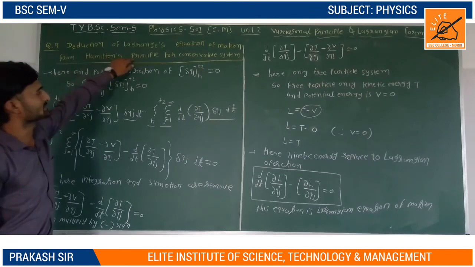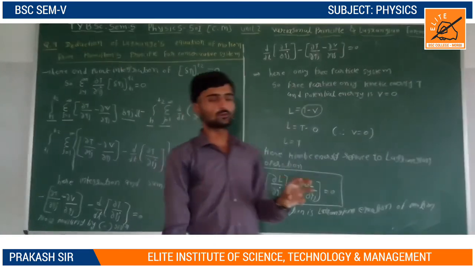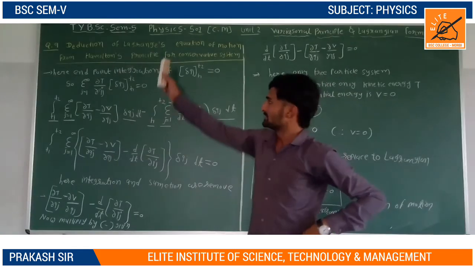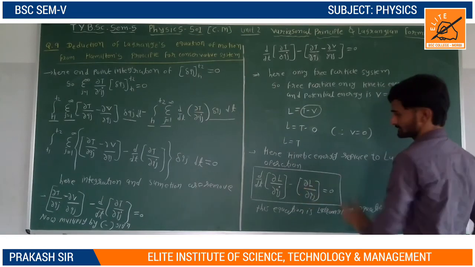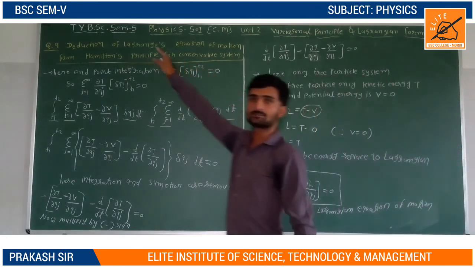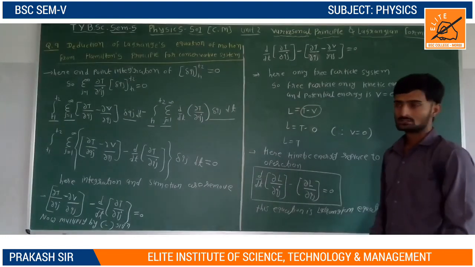First, Hamilton's principle is I equal to the integral from t1 to t2 of L dt. Use these first equations and the last equations, so using Hamilton's principle we find the Lagrangian equation of motion.